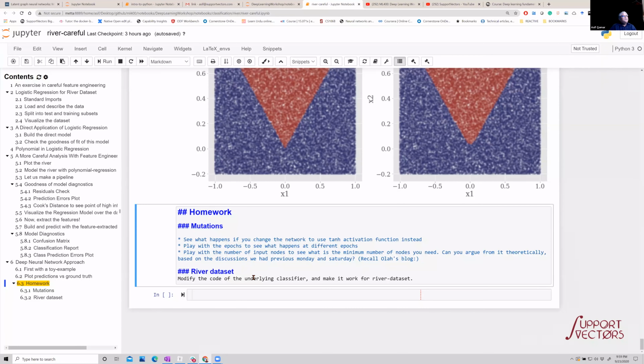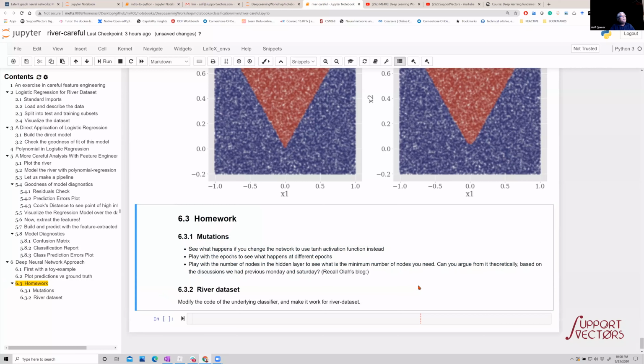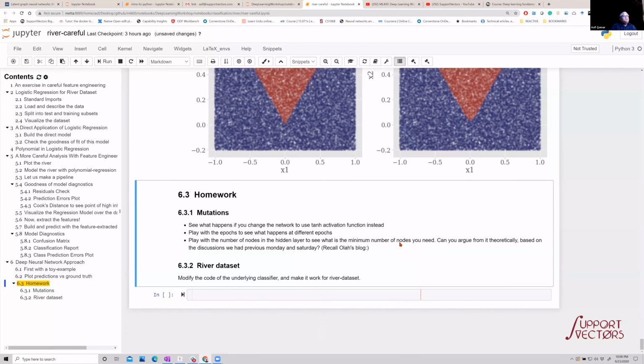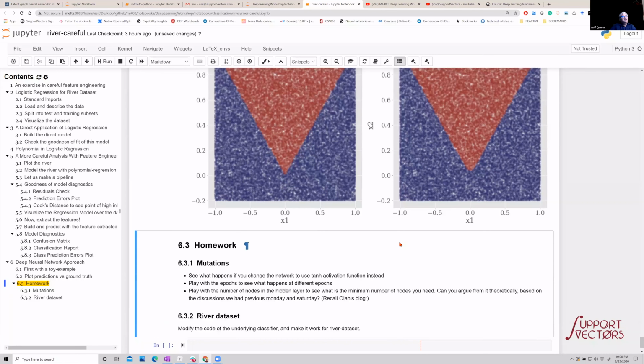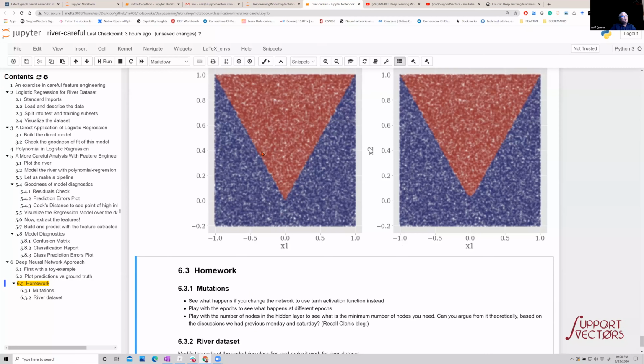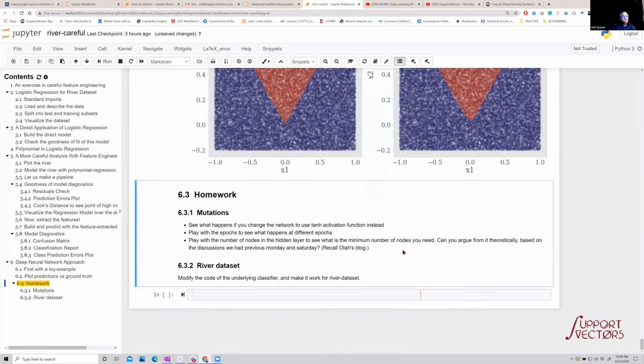Oh, no, this should be the number of nodes in the hidden layer, sorry, to see what is the minimum number of nodes you need. And obviously, it is something I talked about. Remember when I argued for neural networks being universal approximators, I made that argument. So you just see how many lines there are and how many straightenings you have to do.